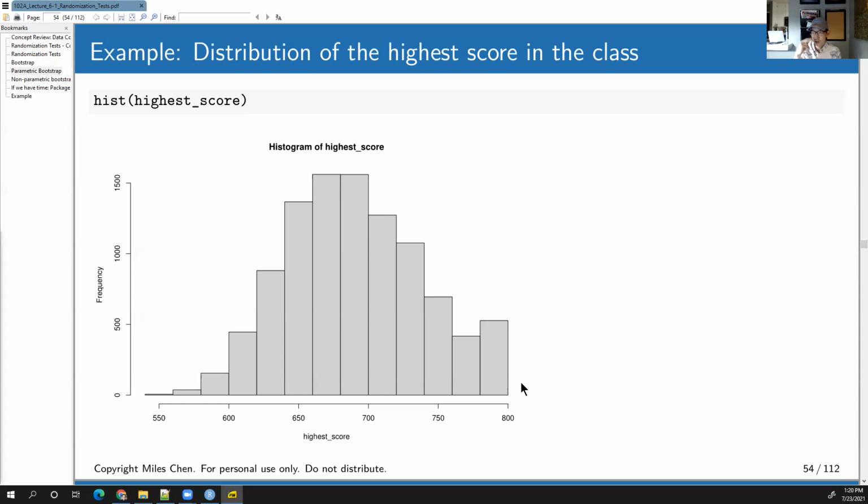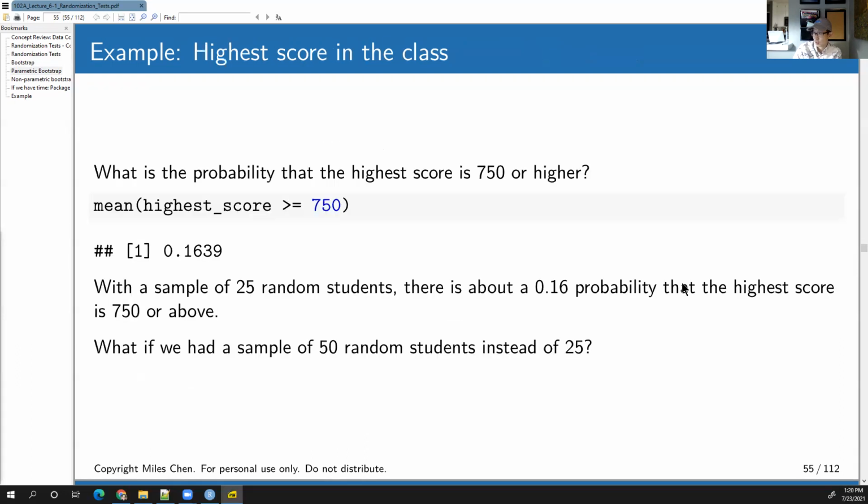So if you have 25 students, in some classrooms the highest score is 800. In some classrooms, the highest score of 25 students is 690 or 700. And in some classrooms, the highest score out of 25 students is 600. Things like that. So this is what we want to know.